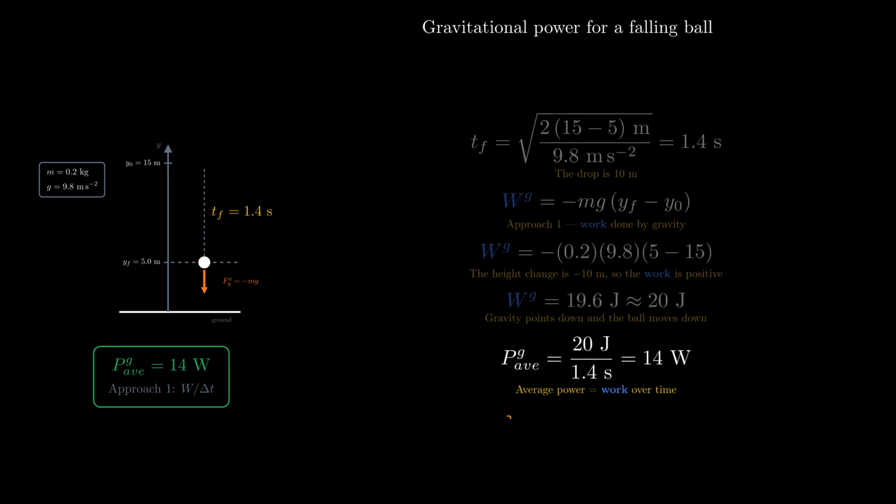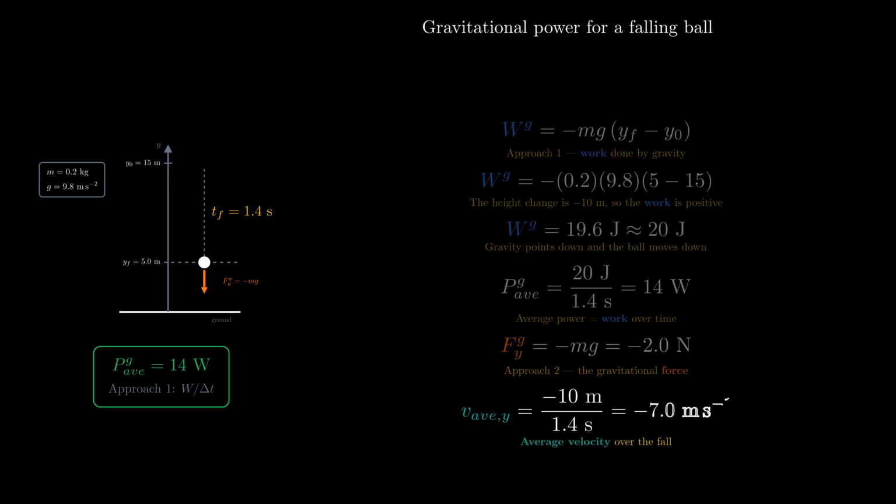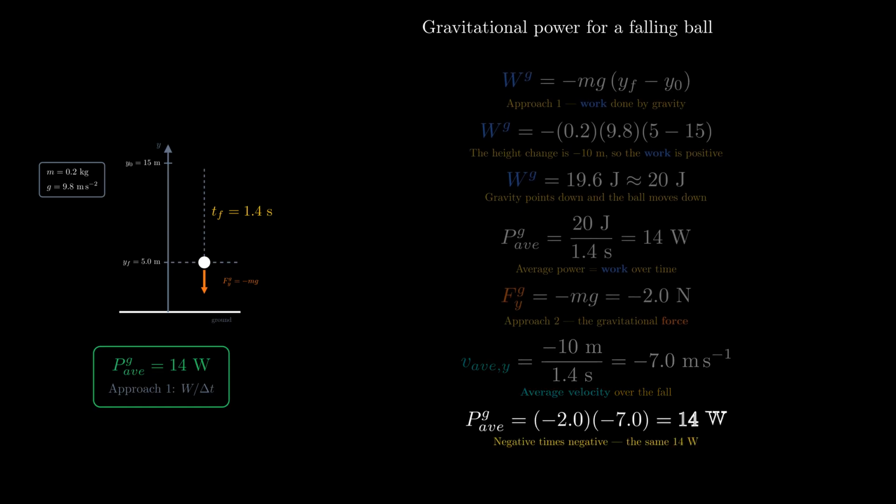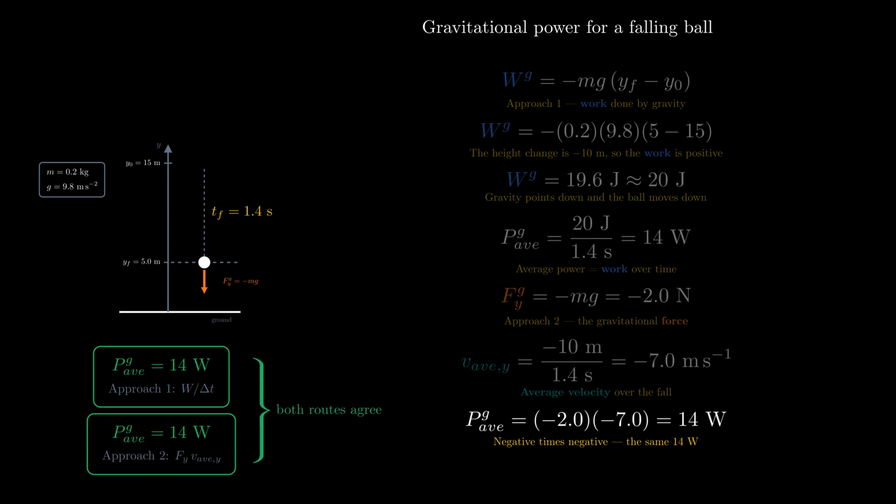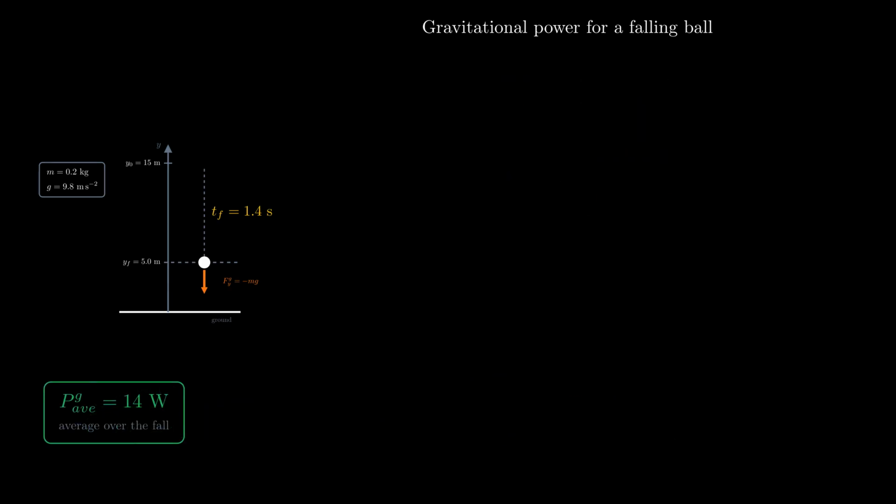Second approach, force times average velocity. The gravitational force is negative mg, negative 2 newtons. The average velocity is displacement over time, negative 10 meters over 1.4 seconds, negative 7 meters per second. Multiply the two. Negative times negative, 14 watts again. Both routes agree, as they must.